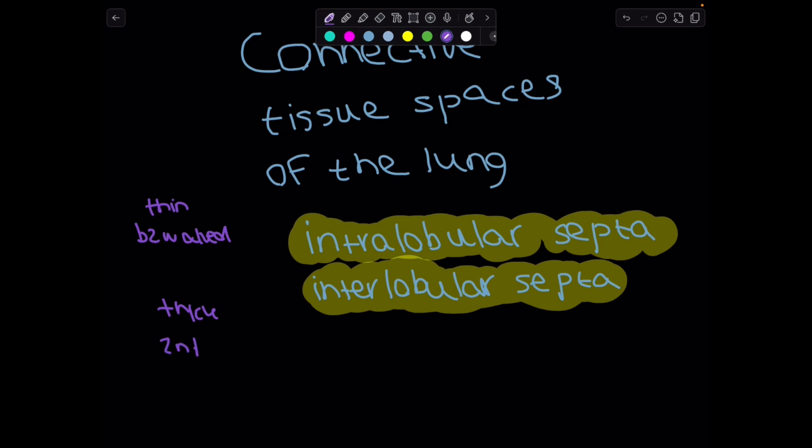The intralobular septa are within each lobule, nested inside. So the boundaries, the inter, they are bigger. They're inside, they're intra. The intra, they are smaller; the inter, they are bigger.